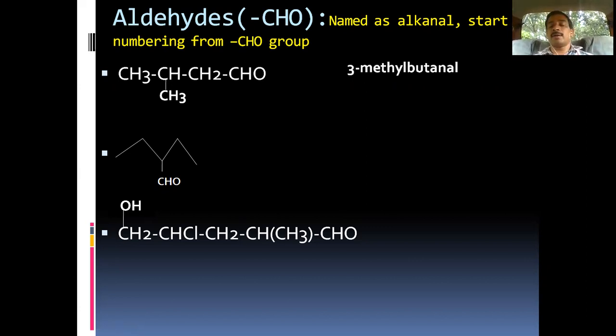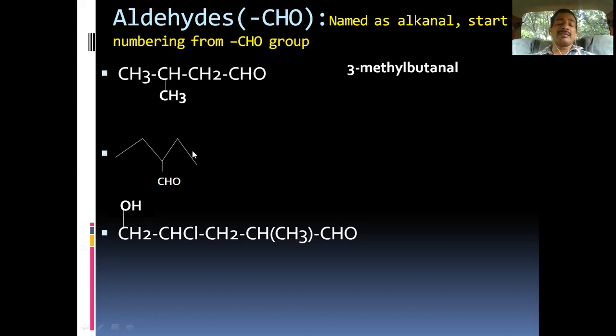So before getting this name, you have to write it yourself. Then only you will understand what are the problems associated with this process of nomenclature. Okay, now the next compound you can see. So you have to start numbering from this CHO group: 1, 2, 3, 4. If it is to this side, again 1, 2, 3, 4. To the two sides it is same.